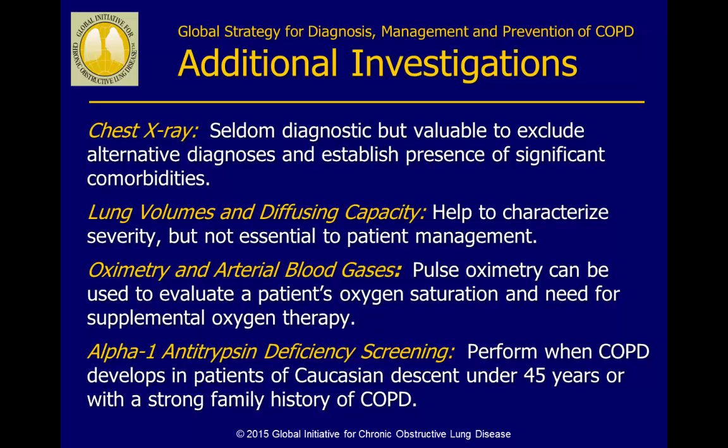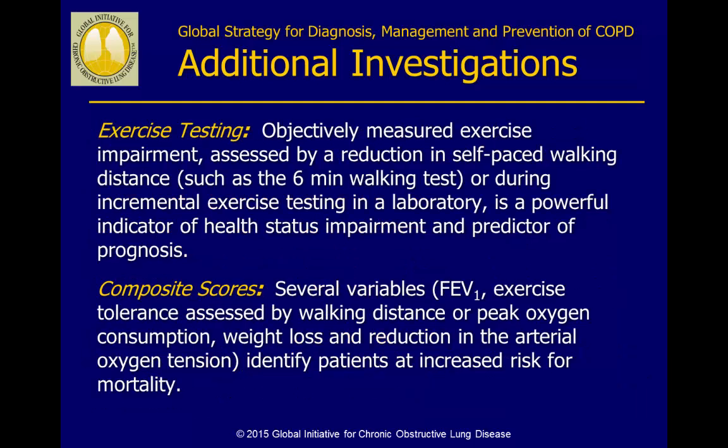Alpha 1 antitrypsin deficiency screening is mainly performed in Caucasian descendants under 45 years of age and when the patients have a strong family history of COPD. You could also do a 6 minute walk. This is basically to measure the impairment of the capacity of the patient to breathe properly. So basically, what you do is you take the patient to the hallway and walk the patient for 6 minutes, or do incremental exercise, and do an ABG.